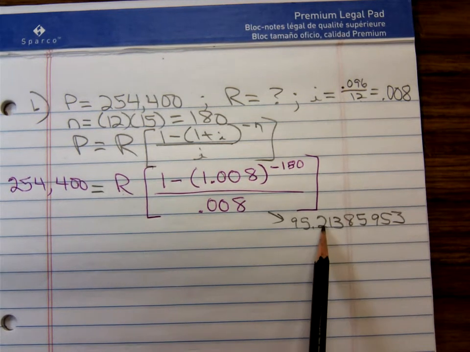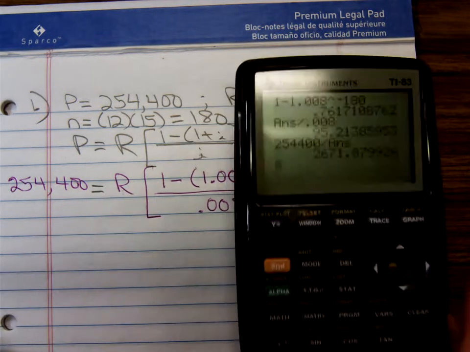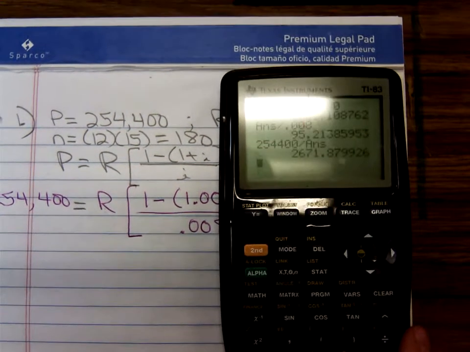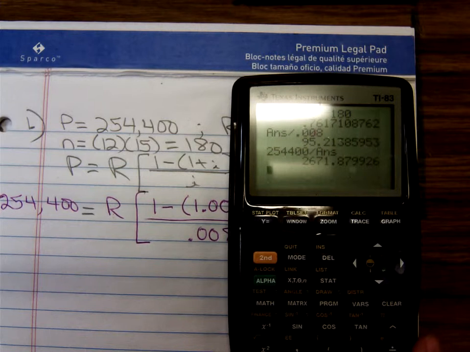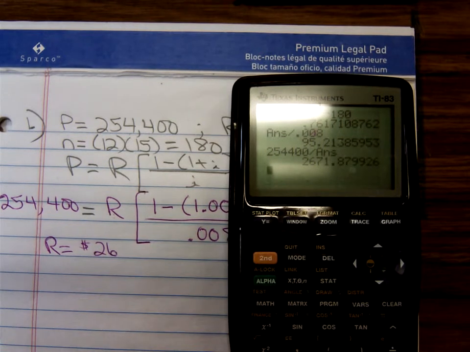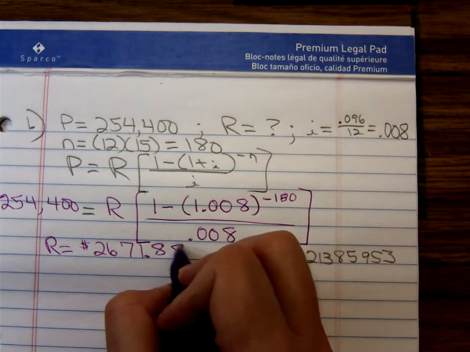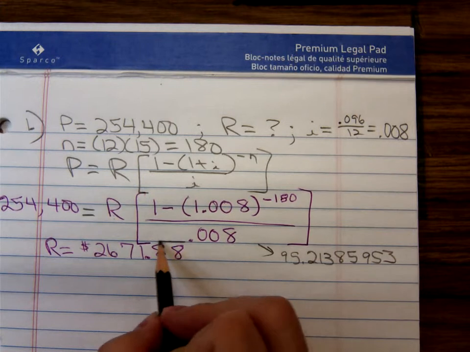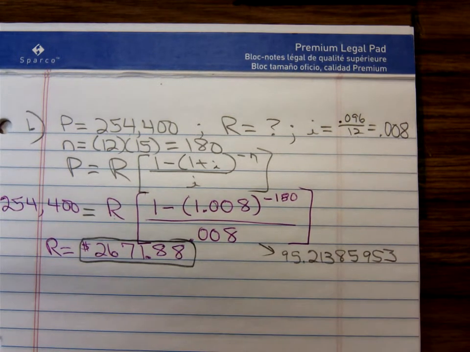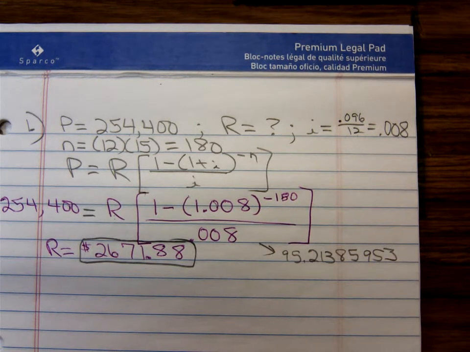What do I do now to get R by itself? It's R times that number. To undo multiplication, I divide. So I take the 254,400 and divide it by the previous answer. That's given me an R value of $2,671.88. So these people will have a monthly principal and interest payment of $2,671.88 for 15 years in order to pay off that loan.